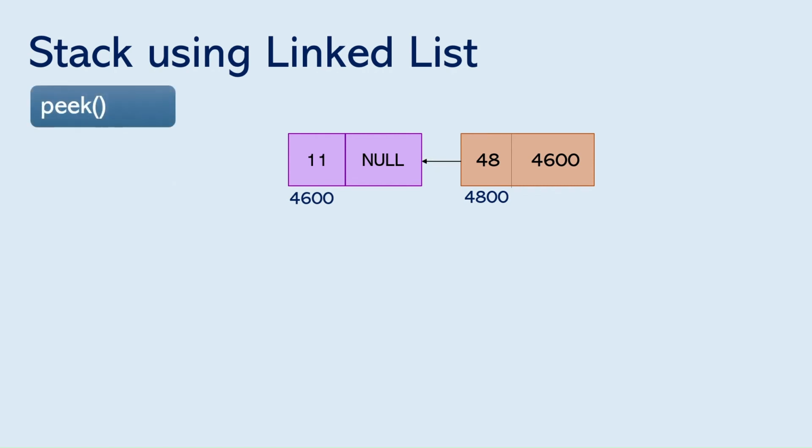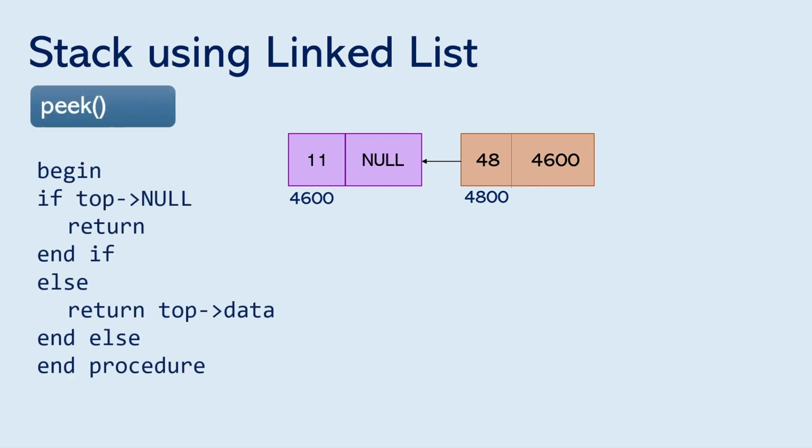and peek function says that if top is null, then it will return, end of if, else it will return the data in the top node, end of else, end of procedure. Here the top node as of now is the orange node, and the data which is stored in the top node is 48, so it will return 48. And this will be the visualization of what we just learned.